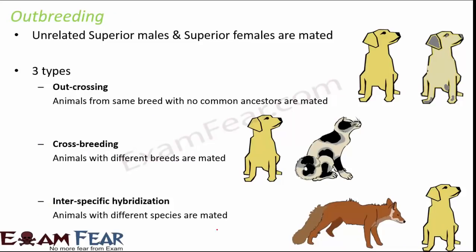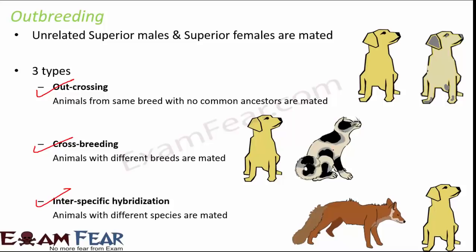Outbreeding. In outbreeding, we breed a superior male and a superior female which are unrelated. There are three types of outbreeding: outcrossing, crossbreeding, and interspecific hybridization. Outcrossing means animals from the same breed with no common ancestors. That means both of them belong to the same breed, but they are not closely related. Crossbreeding means they are from different breeds.